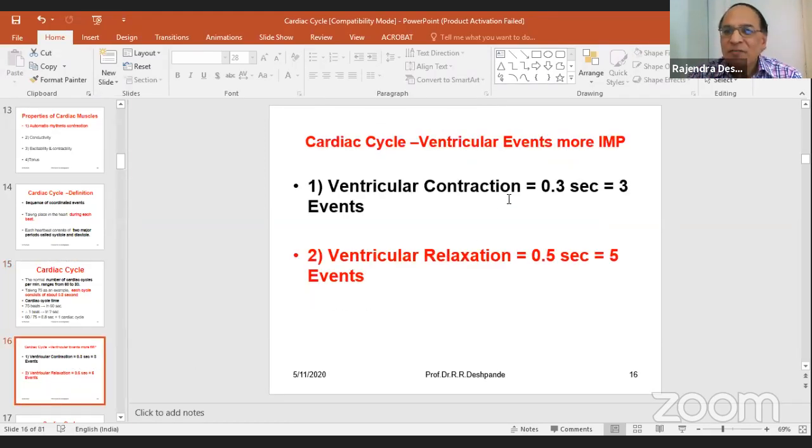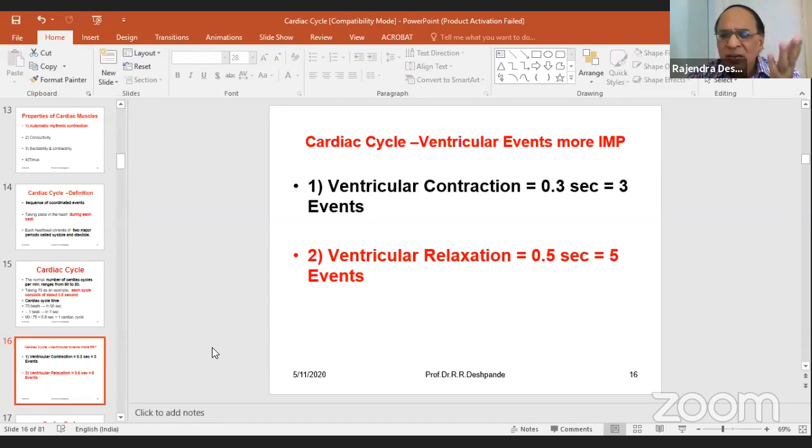These numbers are for you people. You have to remember them for your exam. Ventricular contraction, 0.3 second. Ventricular relaxation, 0.5 second. 0.3, 3 events. 0.5, 5 events. Don't forget this, my interesting part.